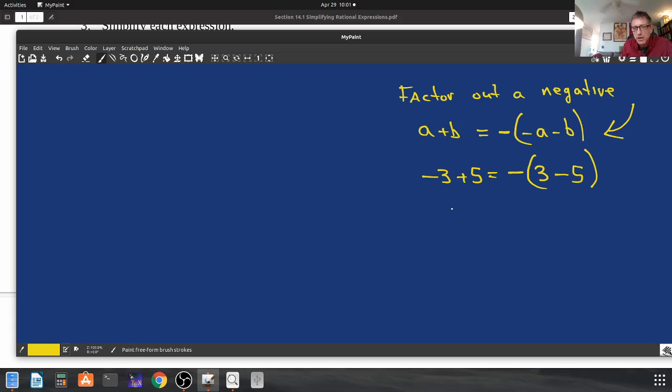Let's do x minus 5. Factor out a negative. That's the same as minus x plus 5. And many times you will see that written as 5 minus x. All I did is use the commutative property on what's inside the parentheses. So we're going to be factoring out negatives.